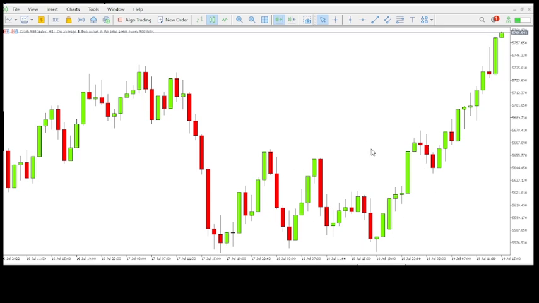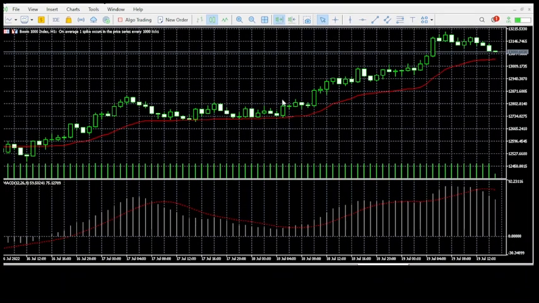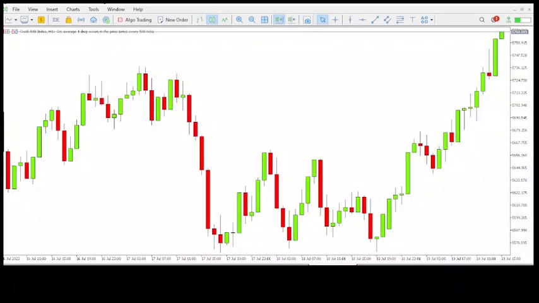Now after this, the next thing you have to do is save this as a template. The reason being that if you do not save this as a template, whenever you want to set up a new chart, you have to start from the beginning. You have to start setting up, changing the color, the candlestick, customizing the chart and all that. If you go to a new chart, this is a new chart. This one here is Crash 500, while this one is Boom 1000.